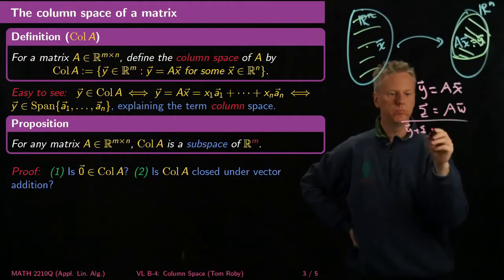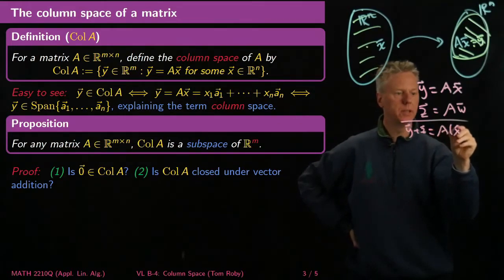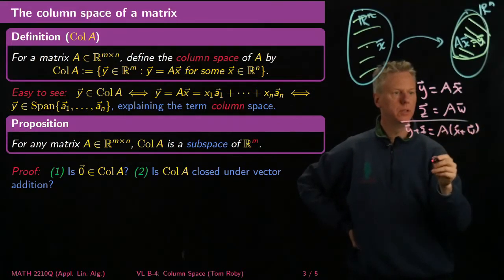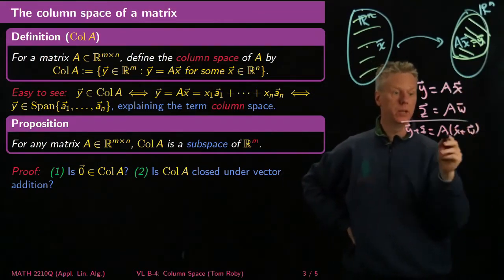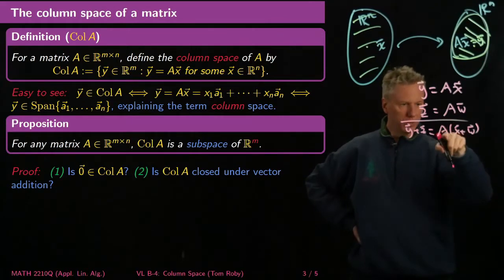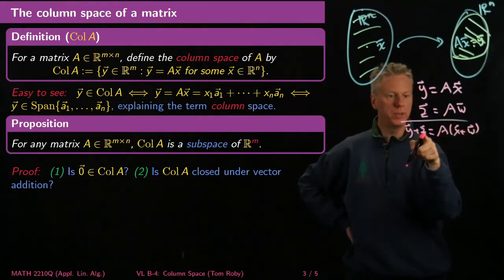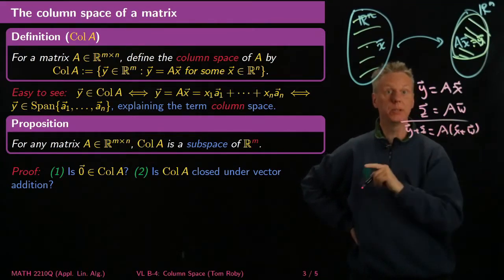Well, that's equal to A times x plus w. Well, it's equal to Ax plus Aw, which is equal to A times the quantity x plus w. So therefore, y plus z is the image of x plus w.